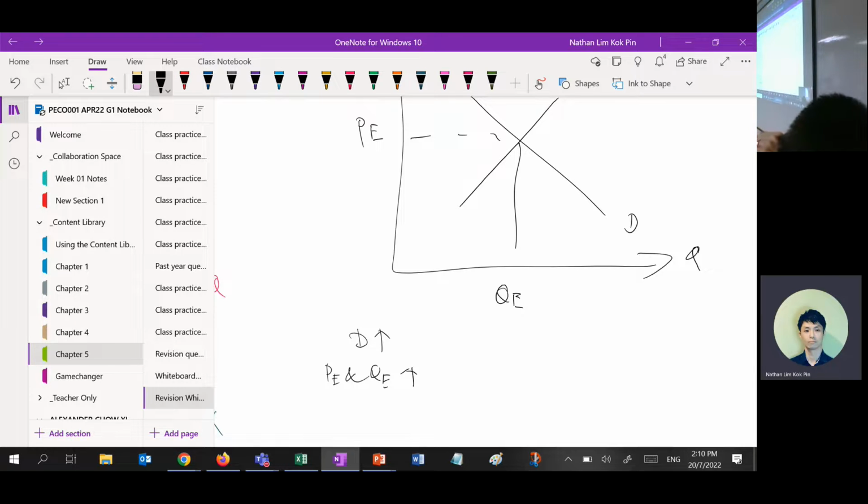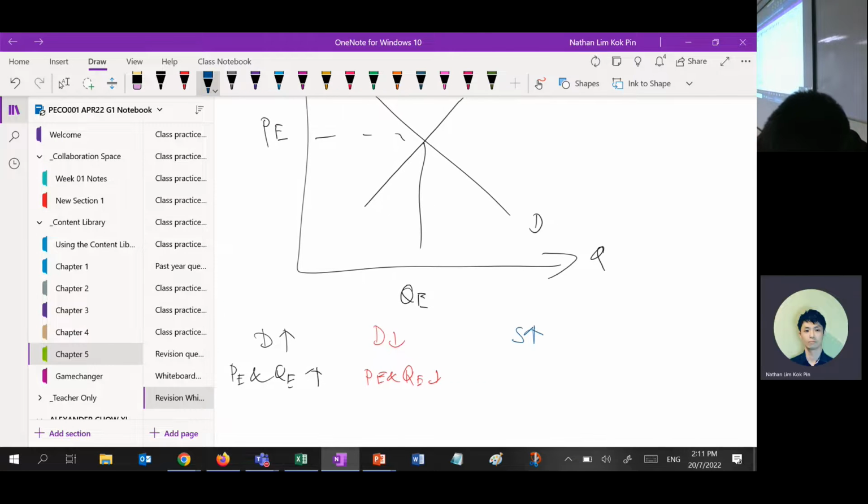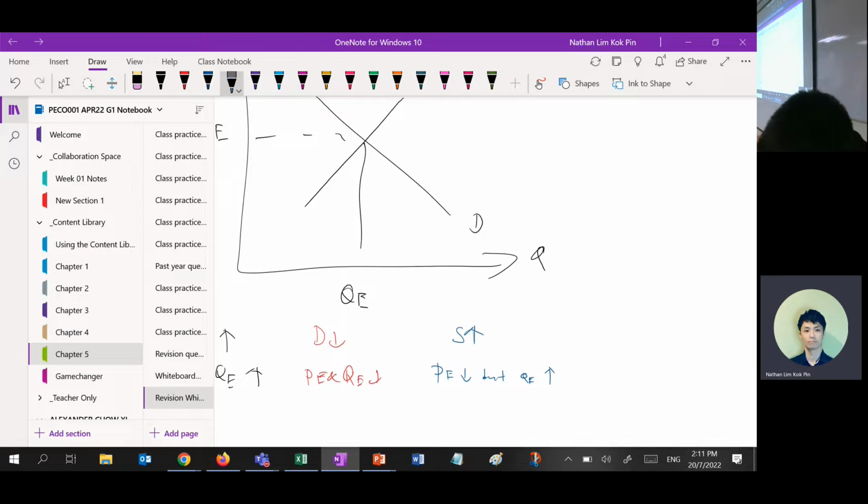When demand decreases, PE and QE will decrease. When supply increases, PE will decrease, but QE will increase. When supply decreases, PE will increase, but QE will decrease.